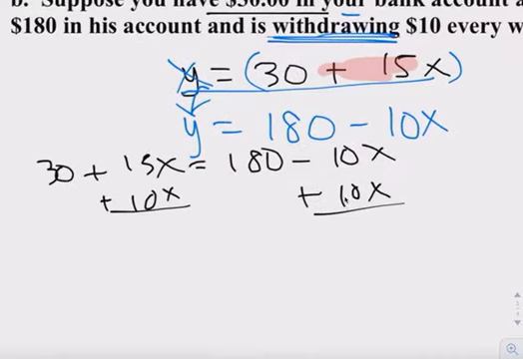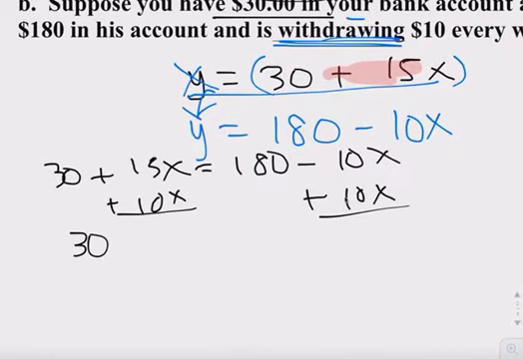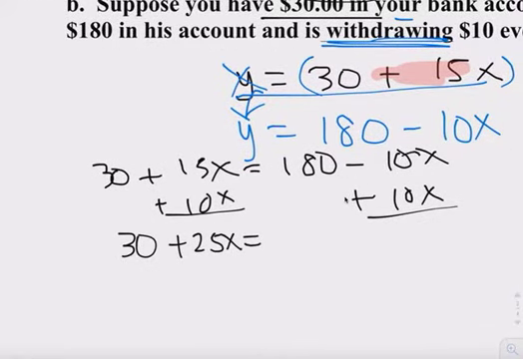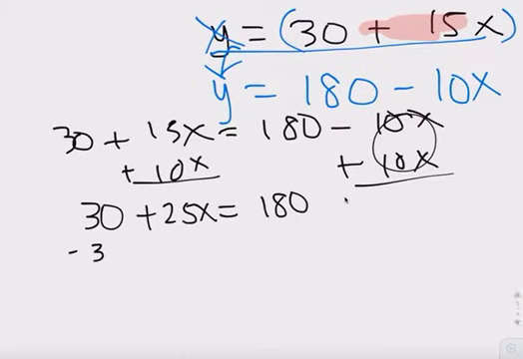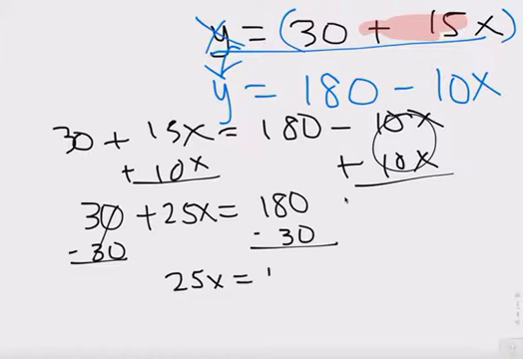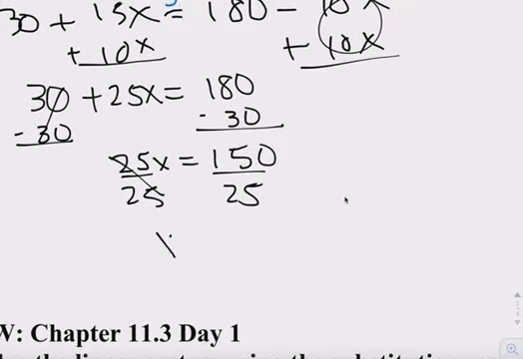Let me zoom in so I can write easier. You've got 30 plus 25x equals 180. Minus 30, minus 30, you get 25x equals 150. Divide by 25, divide by 25. X equals 6, right? Just double check myself, even though I'm pretty sure, almost 100%, it's 6.